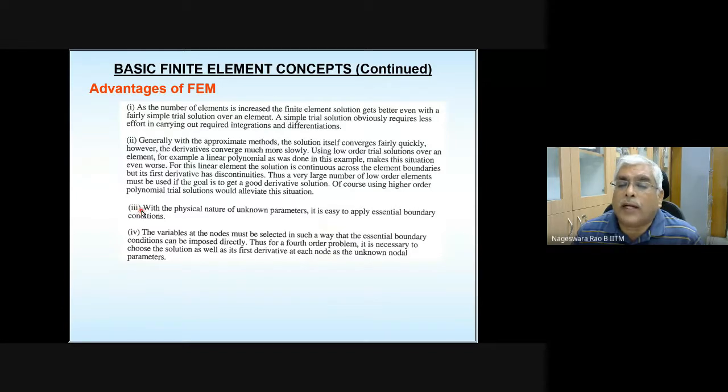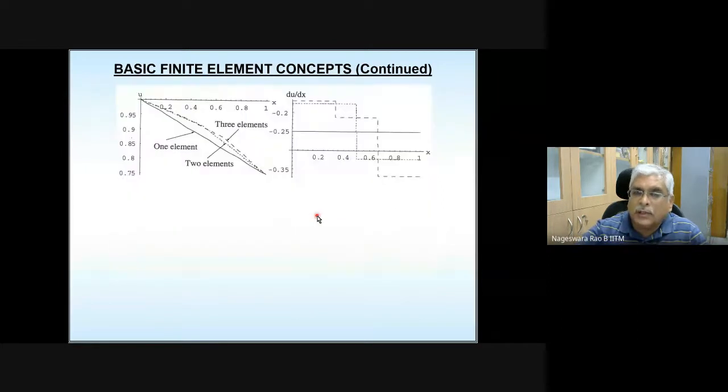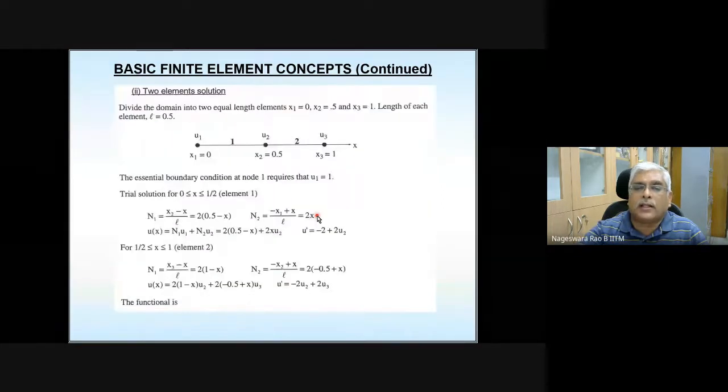And the third point, physical nature of unknown parameters. What is meant by physical nature of unknown parameters? A0, A1 are replaced with U_i, U_{i+1}. It is easy to apply essential boundary conditions. Let me give an explanation on this third point. You can see here what we have done.